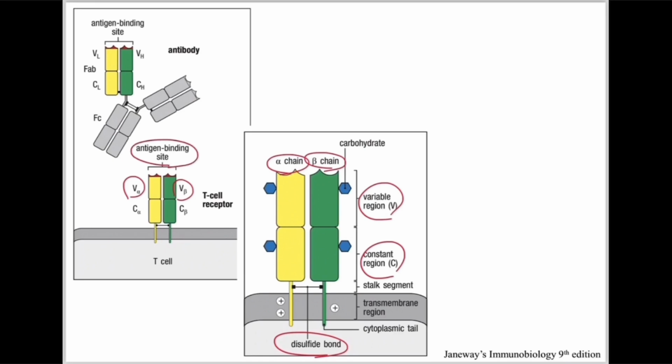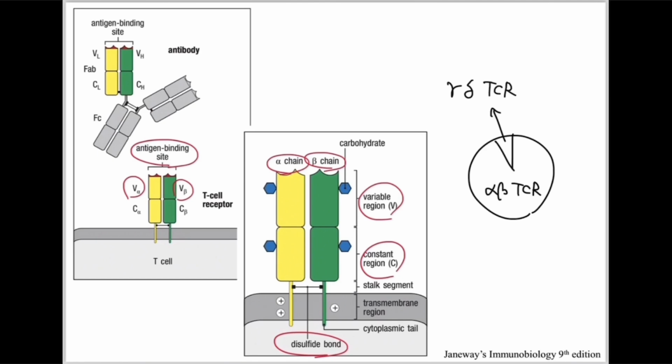A minority of TCRs is made up of different pair of chains called gamma chain and delta chain, but the function of these receptors is not well known.